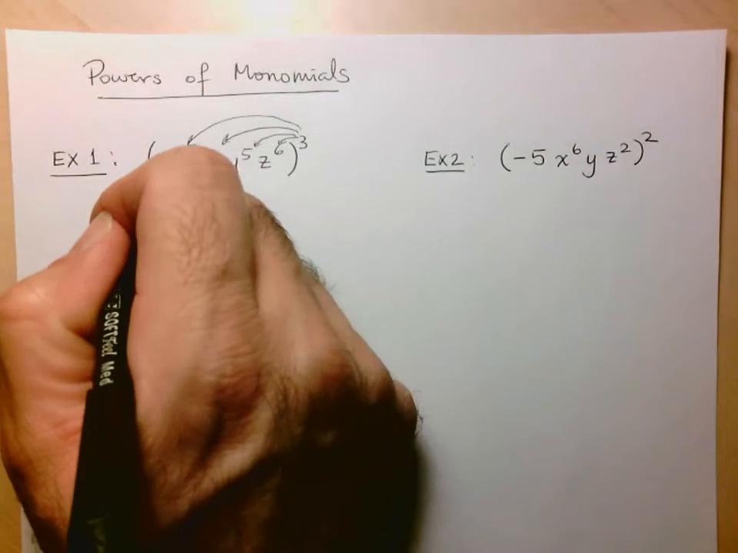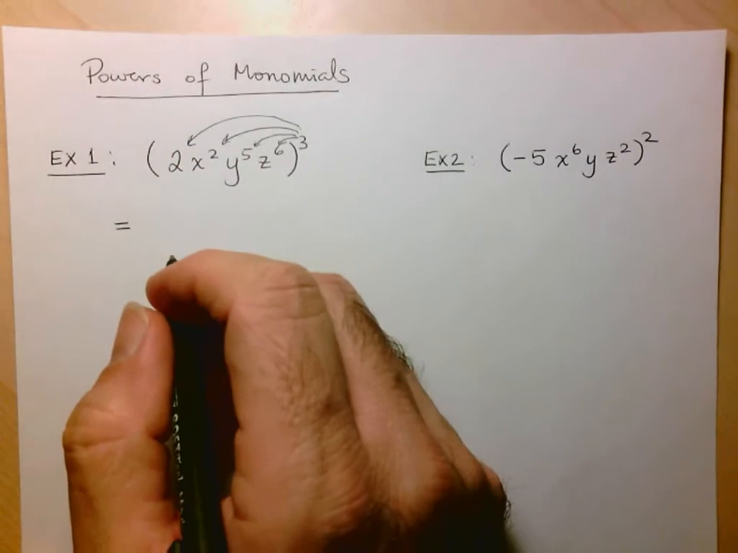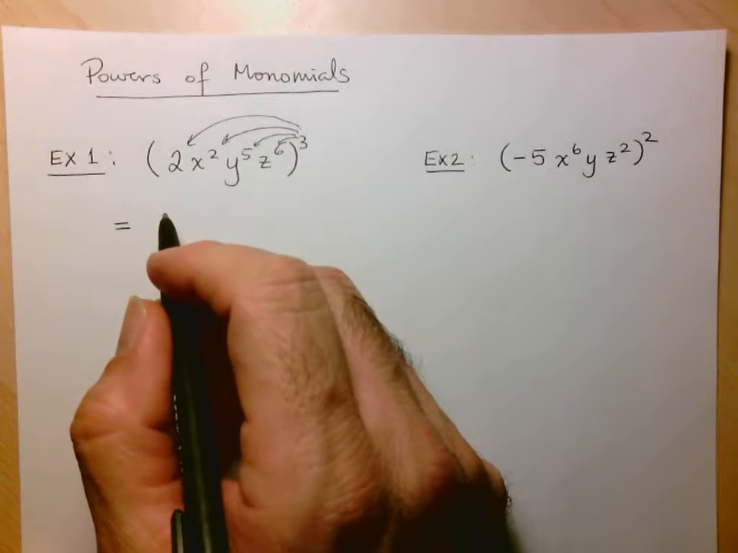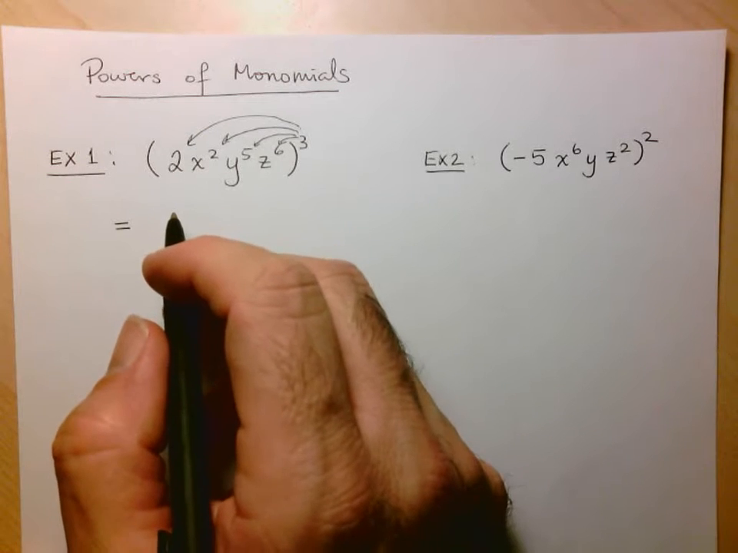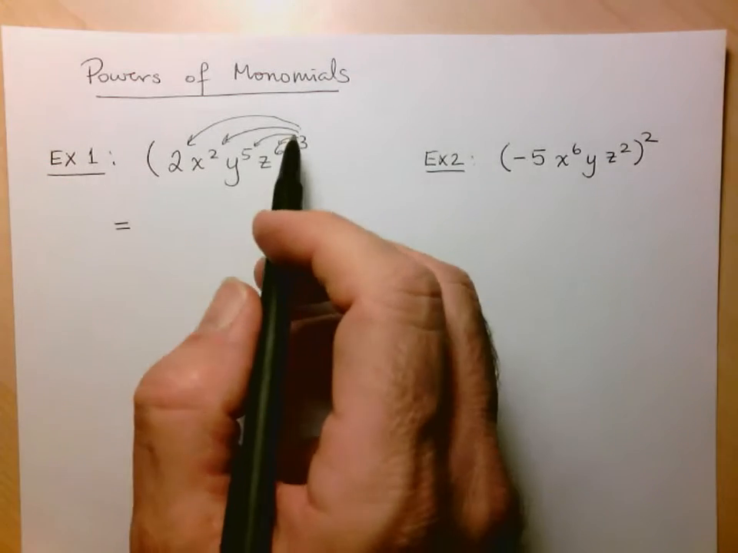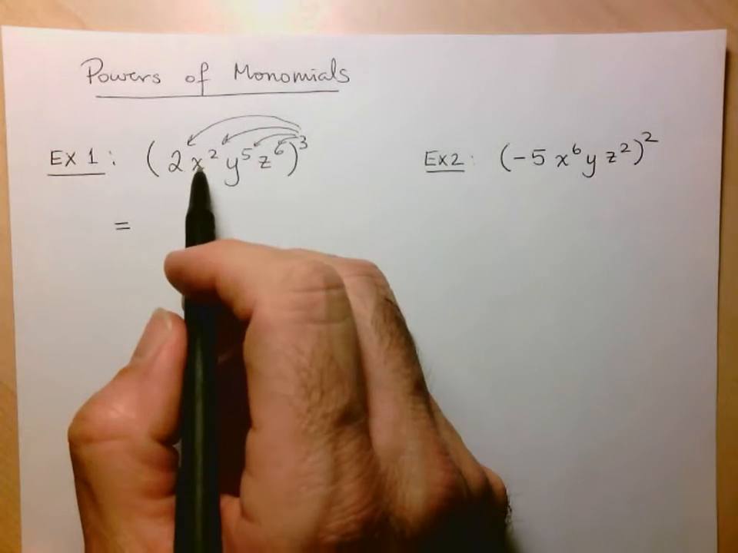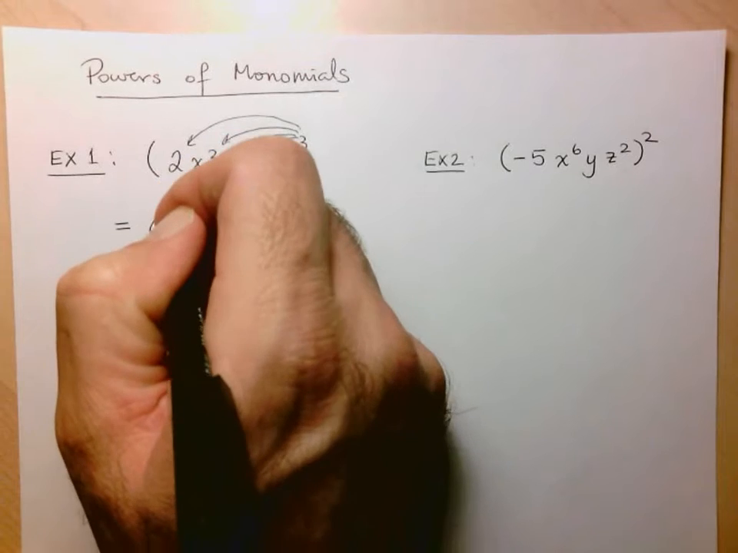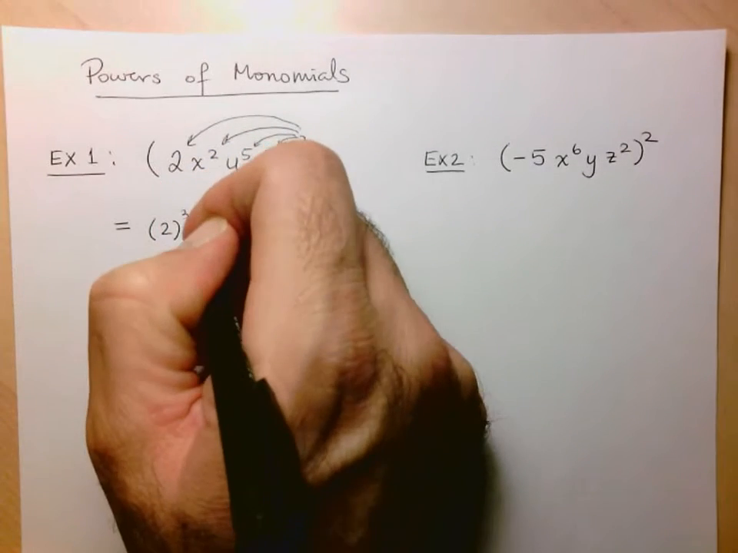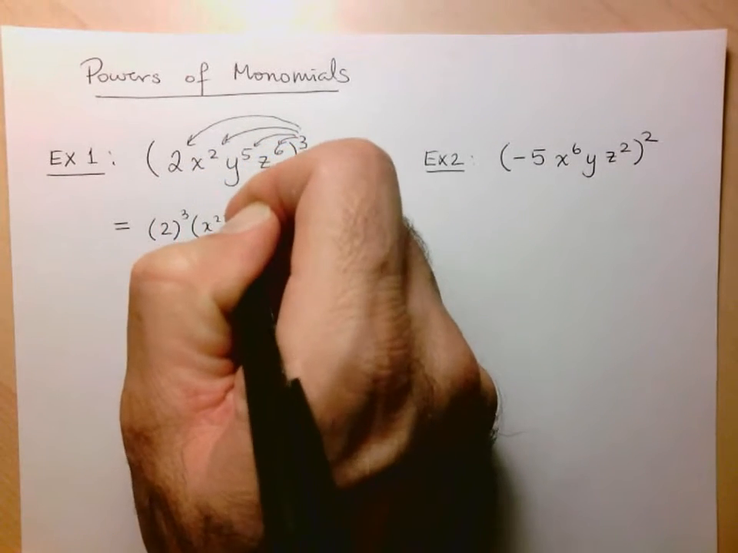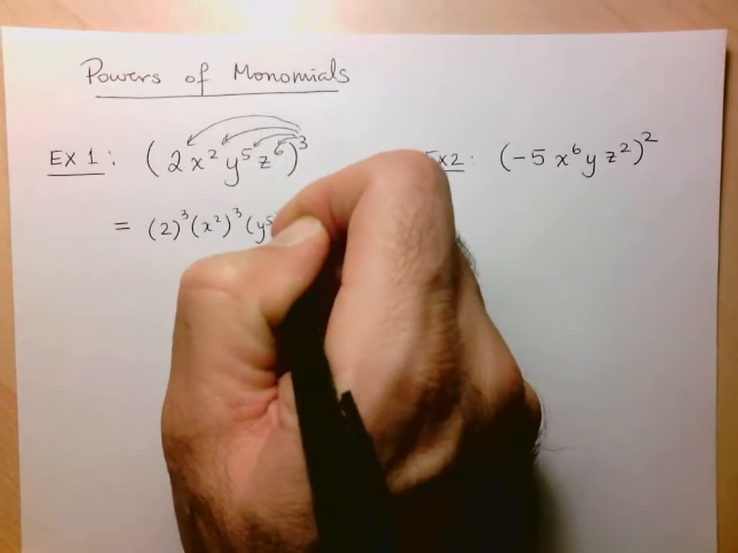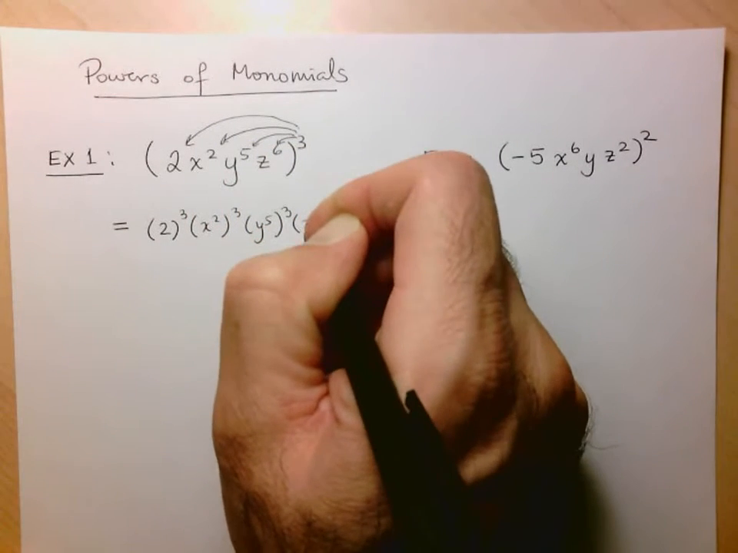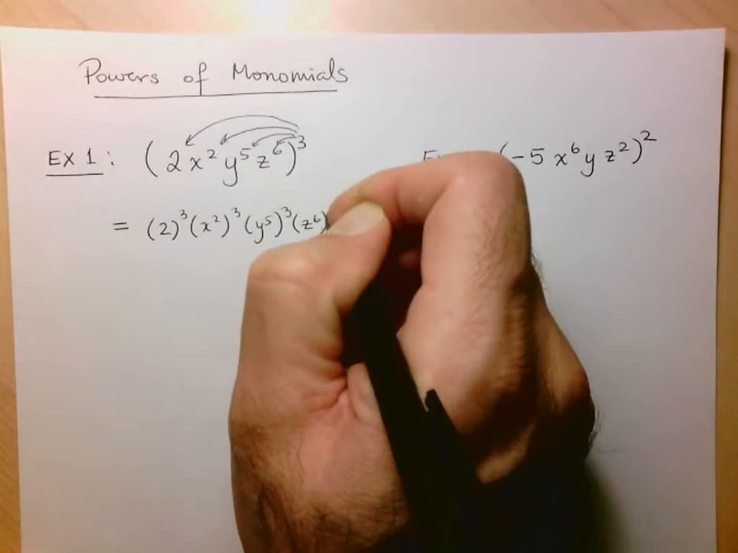Now, this step here is something that I hope you'll eventually not have to write, but you might want to do it at the beginning, again, to really understand the idea that this exponent applies to every single part of the monomial. So here what we're doing is we're taking 2 cubed, and then we're taking x squared cubed, y to the 5th cubed, and z to the 6th cubed.